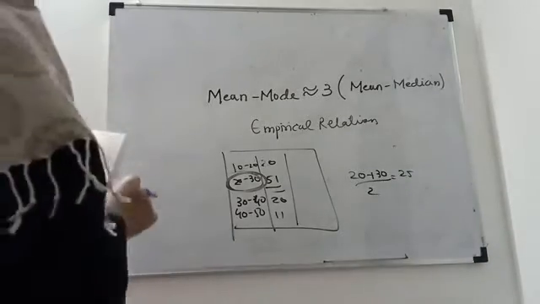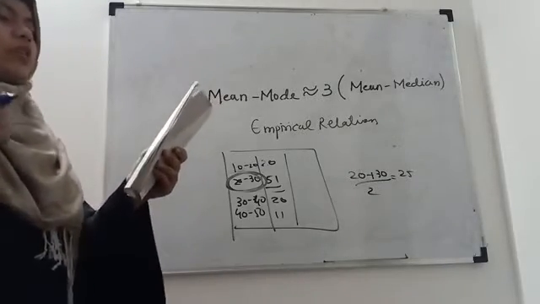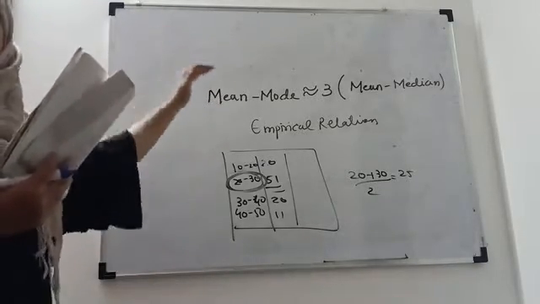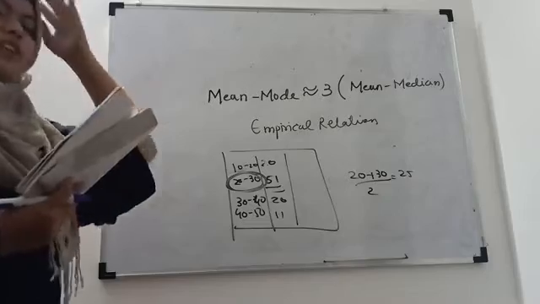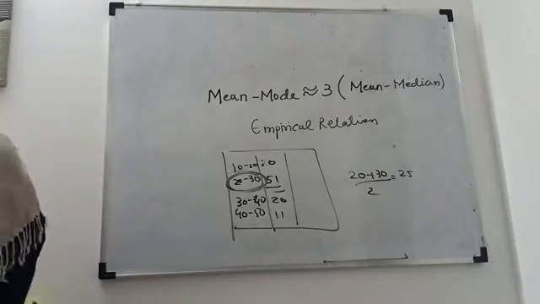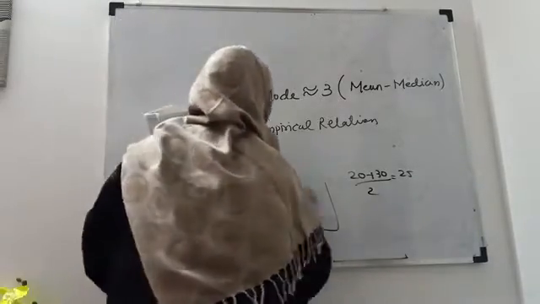Now we will do one example from exercise 3.2. In that we will cover all three types of average, mean, mode and median. This is an unsolved problem.